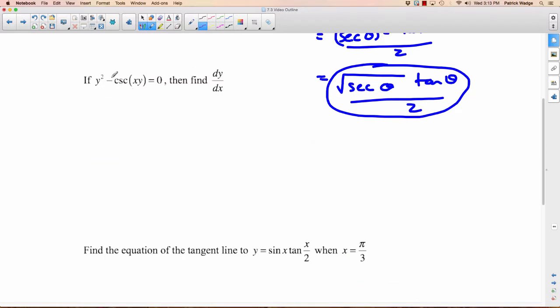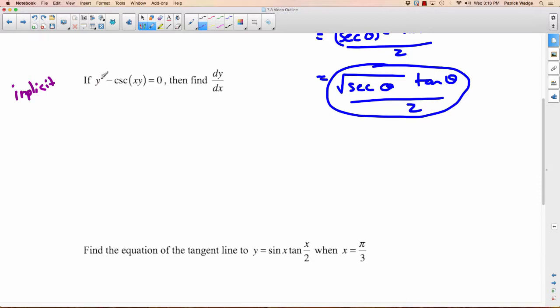Next one, if y squared minus cosecant xy equals 0, then find dy/dx. You know what you're going to have to do here? You're going to have to use implicit differentiation. It's very difficult to get these y's isolated, pretty much, I think, impossible. So you're going to have to use implicit differentiation. So let's go ahead and do that right away.